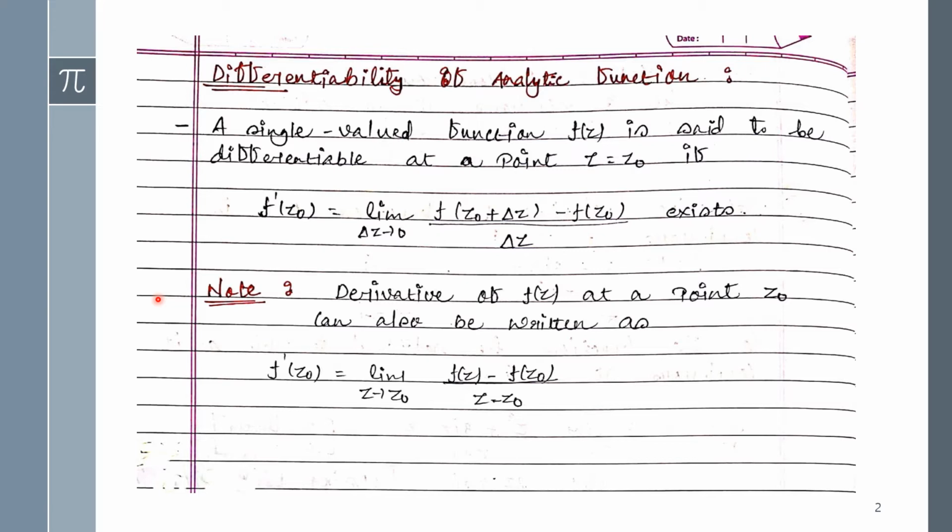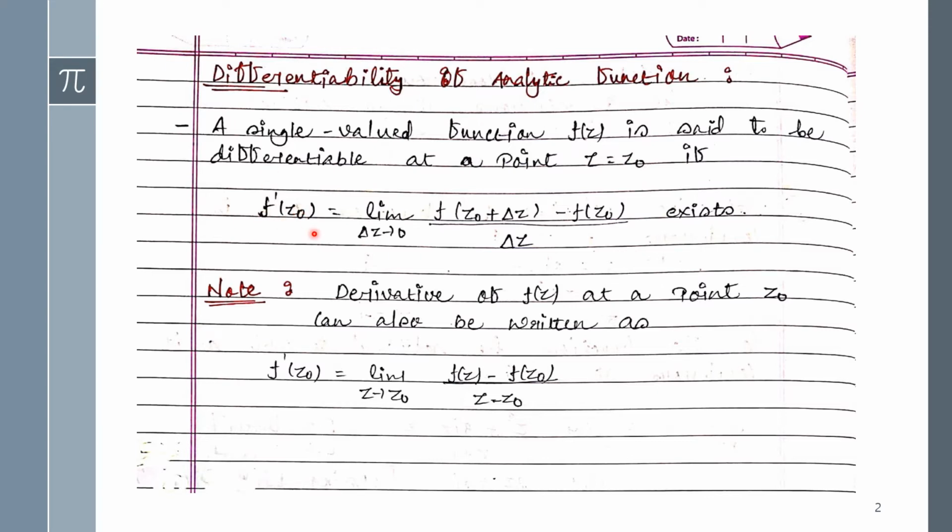Here I have given one of the main formulas of differentiability, how we differentiate functions. I have written its definition: a single valued function f of z is said to be differentiable at a point z equals z0 if f dash z0 exists. Here z0 will be one of the points given in the question, that you have to find at, such as 2, 5, -1, 0, etc. So z0 will be your given point.